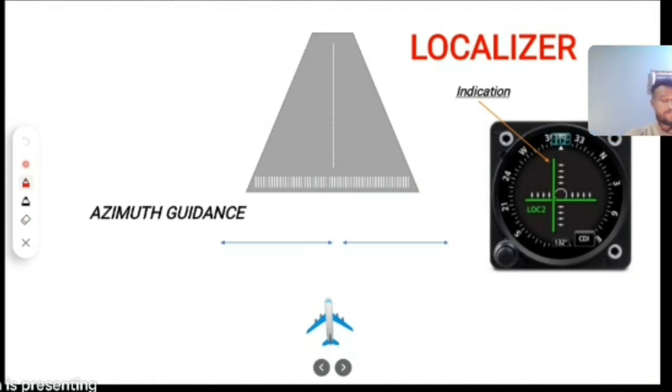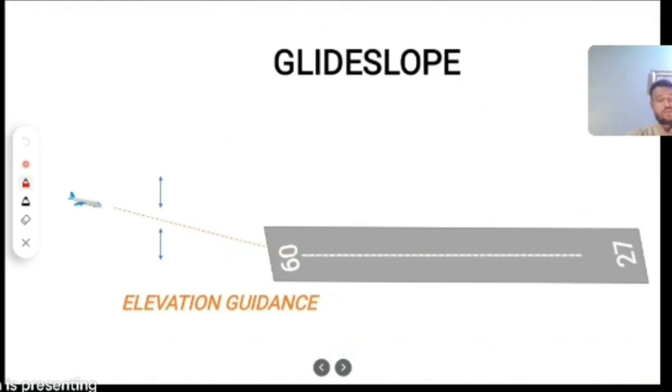Now glide slope. The function of the glide slope is giving elevation guidance. Elevation means from the glide path, correct, vertical guidance. From the glide path, how much above you are or how much below you are flying. So definitely all the aircraft, they come in a particular angle for landing.